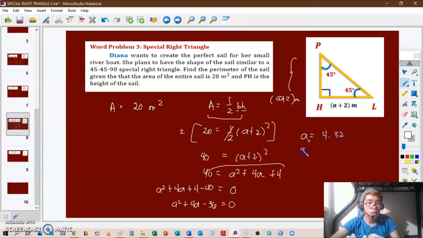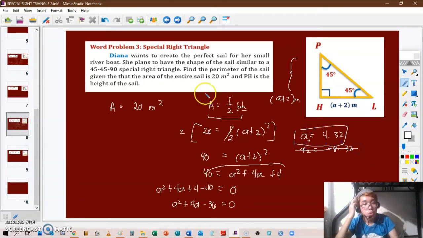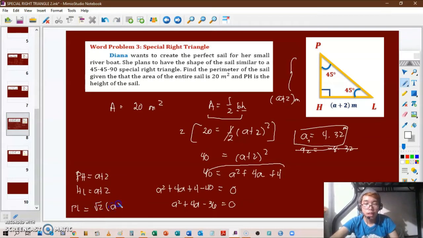So that's A sub 1, and A sub 2 is equal to negative 8.32. Since we cannot have a negative value for A, we take the value of A as 4.32 meters. Therefore, to solve for the perimeter of this sail, PH is equal to A plus 2, and HL is also equal to A plus 2, and PL is going to be the square root of 2 multiplied by A plus 2.